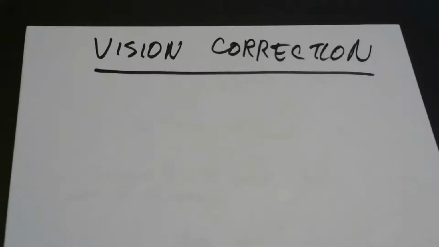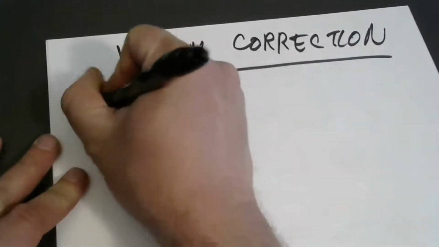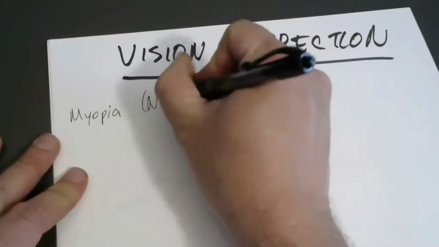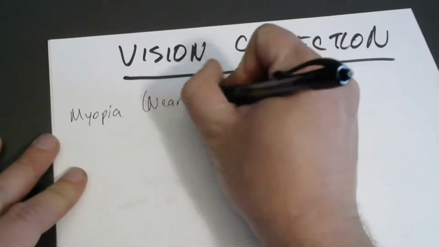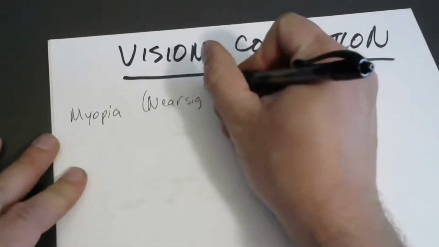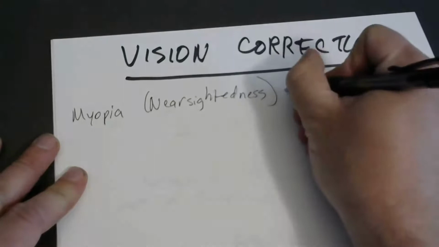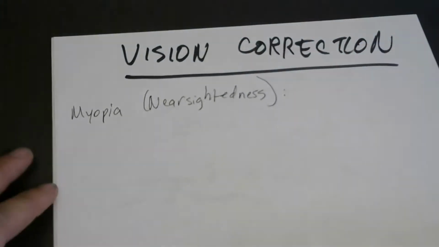Let's take a look now at correcting vision with converging and diverging lenses for both nearsightedness and farsightedness. We'll start with myopia. So for a person who is nearsighted, there's some confusion around the terms.